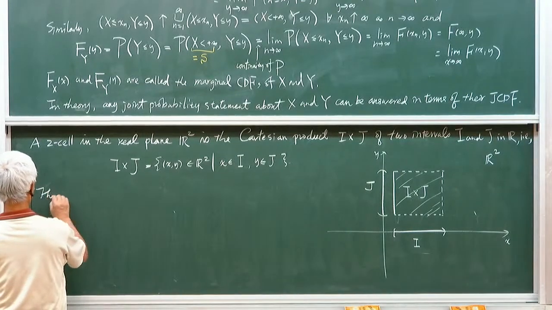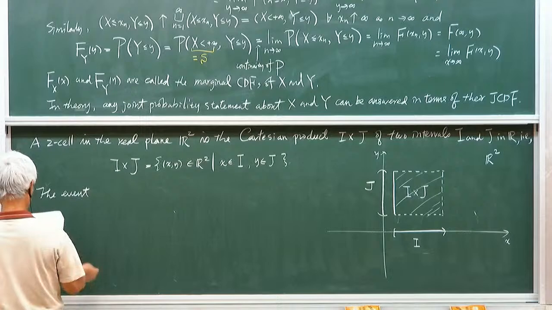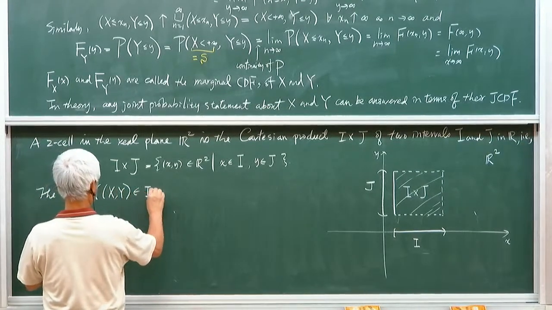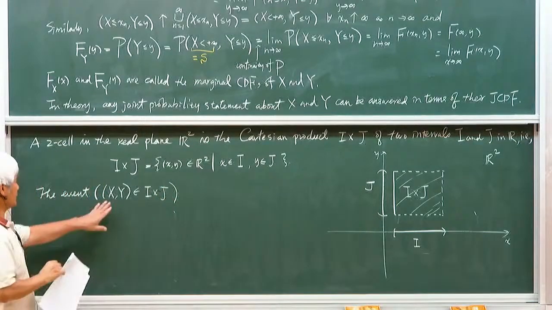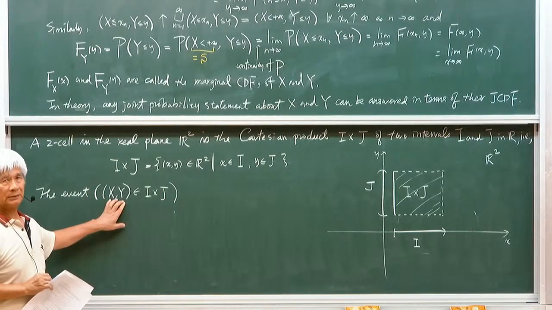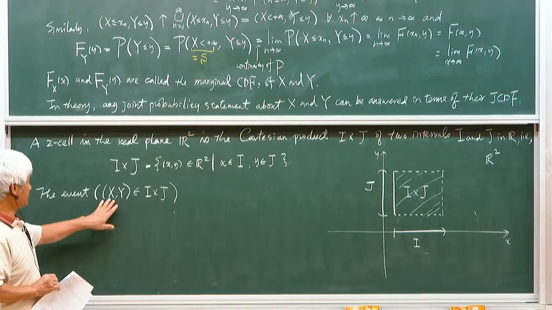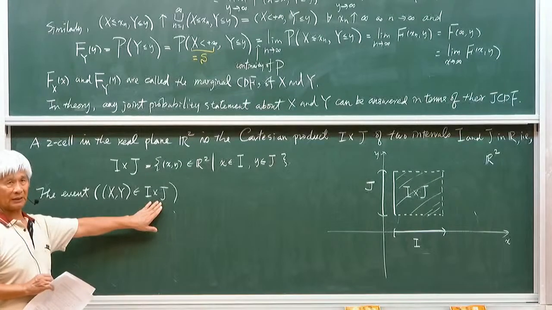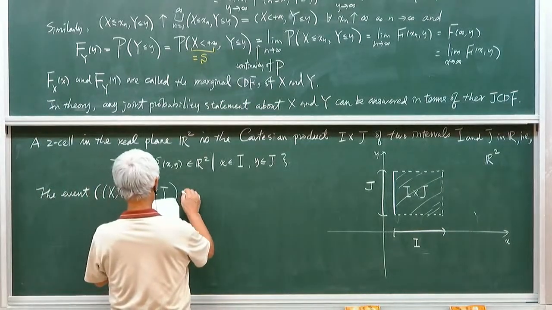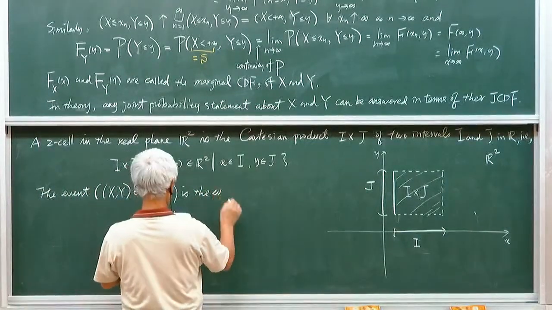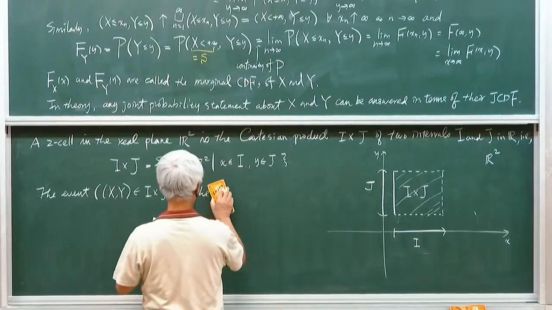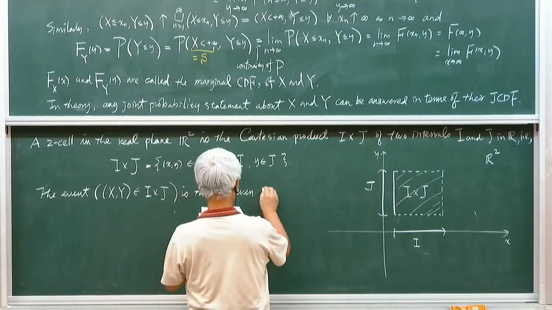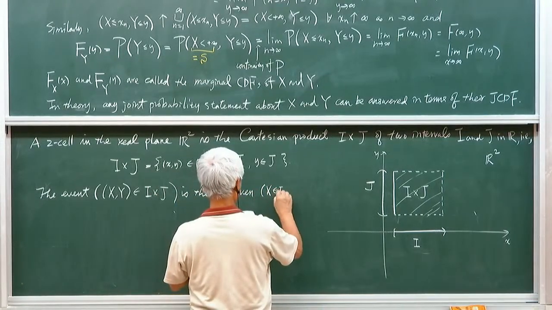Now the event: the random vector composed of X and Y is in this 2-cell. So this event is the joint event, the intersection.